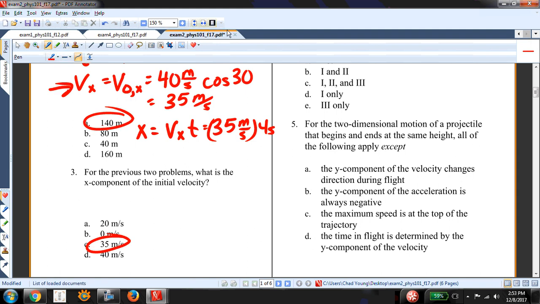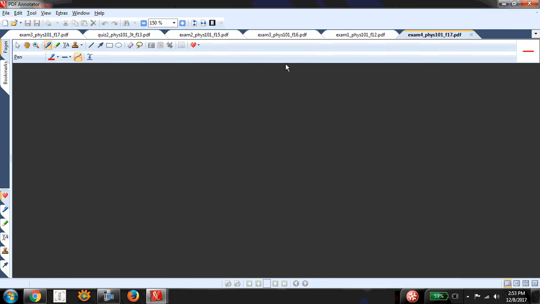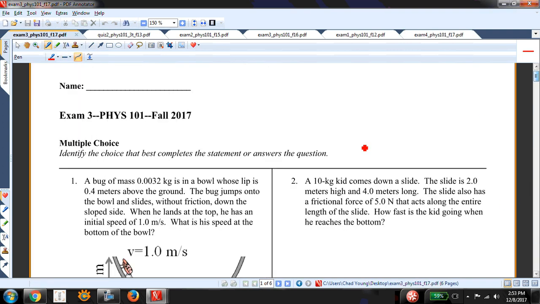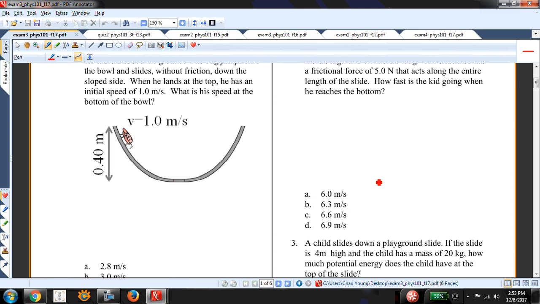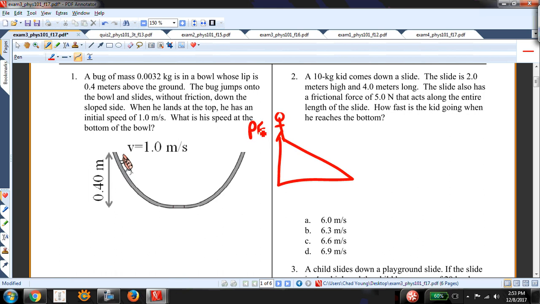Exam 3 from fall 17. Somebody asked about exam number 3, number 2. Ah, yes, this one. So, how fast is the kid going when he reaches the bottom? Well, let's do it two ways. Or let's do it first without friction. Got this 10-kilogram kid over here. He has potential energy. Down here, he only has kinetic energy.